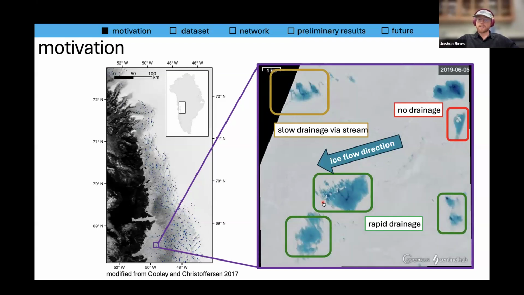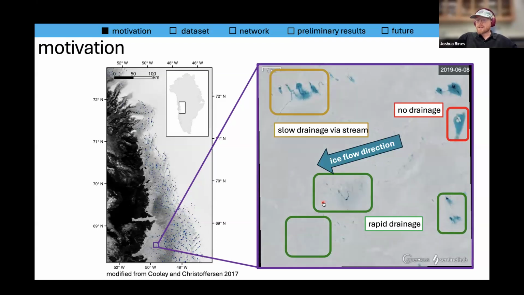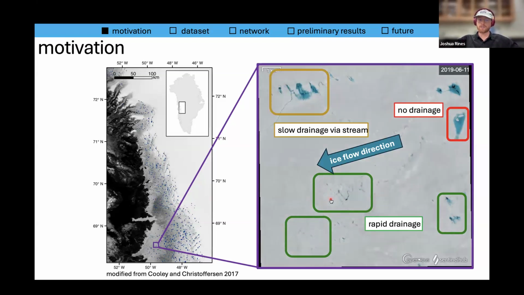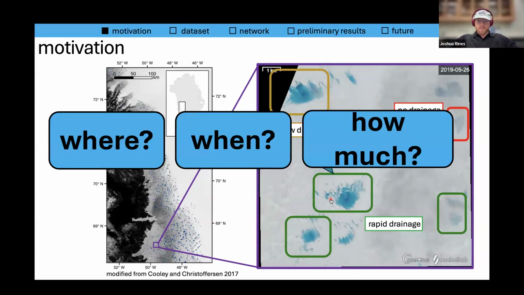But where's the water going? Which ones of these actually lose their water into the ice versus just across the ice sheet surface? Both are important, and it's the distinction that I'm trying to get at, if we can do that with machine learning and just satellite observations. So we're interested in where, when, and how much water is moving about and into the ice.